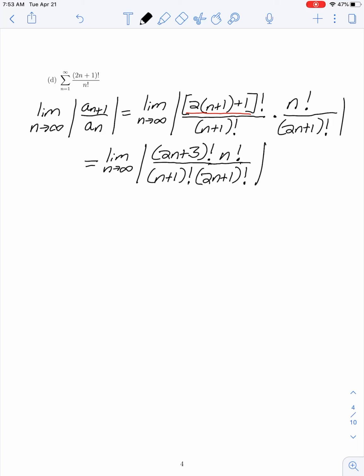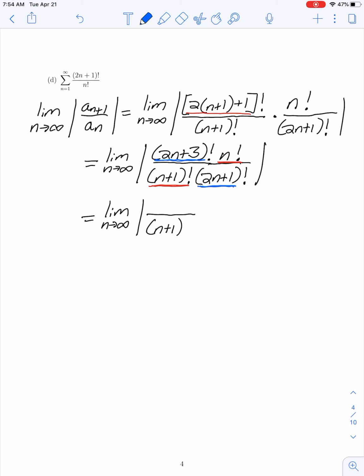So let's see what we can simplify here. So we saw from our earlier example that the ratio of n factorial divided by (n plus 1) factorial leaves us just an n plus 1 in the denominator. So let's start there. We have the limit as n approaches infinity of the absolute value of. In our denominator, we know that we're going to have a factor of n plus 1. Now let's look at these other factorial terms. We have (2n plus 3) factorial over (2n plus 1) factorial.